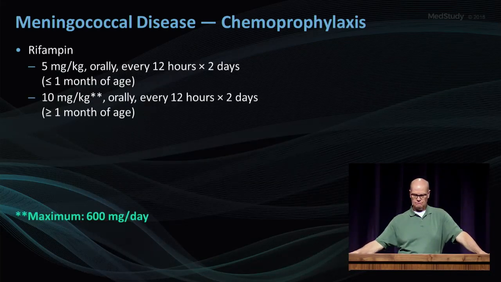Chemoprophylaxis with rifampin, same as with Hib in terms of the dose, but rather than over 4 days like it is with Hib, it's over 2 days with 2 doses a day.